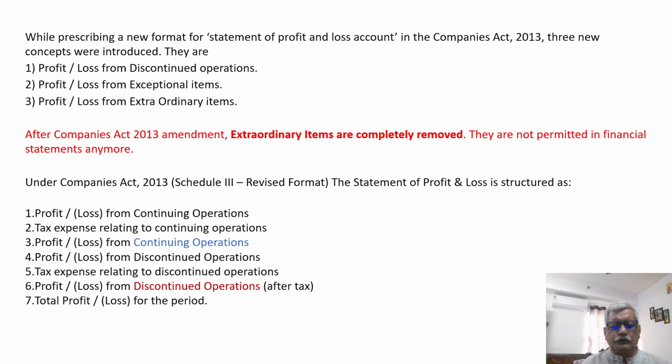Under Companies Act 2013, Schedule 3 revised format, the statement of profit and loss is structured as: profit or loss from continuing operations, tax expense relating to continuing operations, profit or loss from continuing operations after tax, profit or loss from discontinued operations, tax expense relating to discontinued operations, profit or loss from discontinued operations after tax, and total profit or loss for the period of the company.